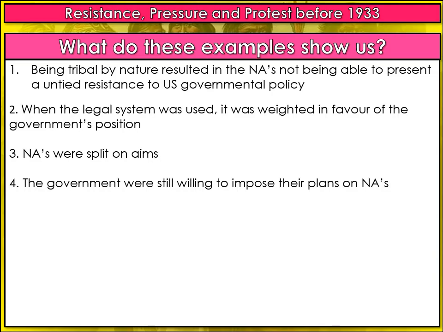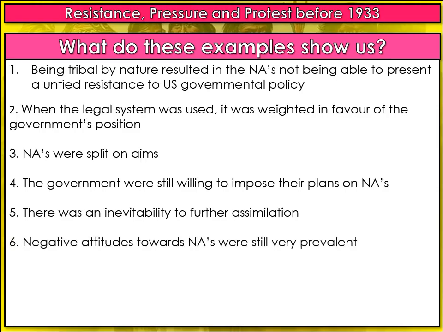Number 4, the government are still willing to impose their plans on Native Americans. They're not particularly interested in cooperation or consultation. And then lastly, there seems to be some sort of inevitability to further assimilation. This just seems like it's going to continue to happen. And then number 6, negative attitudes towards Native Americans are still very prevalent at this time.